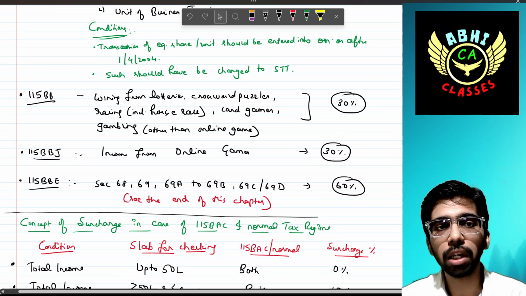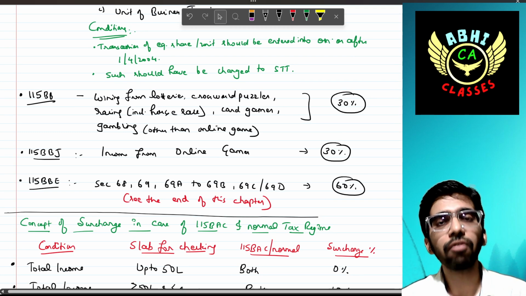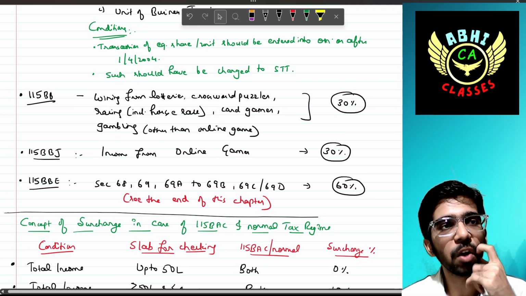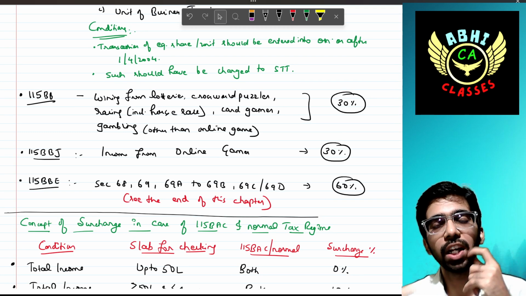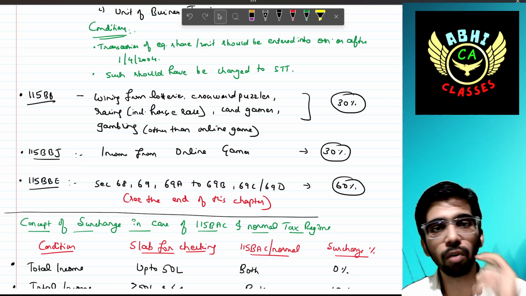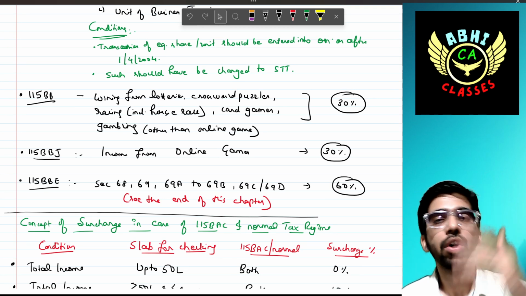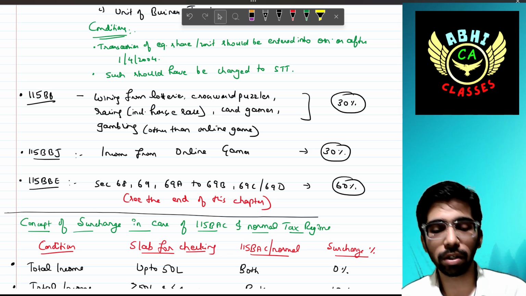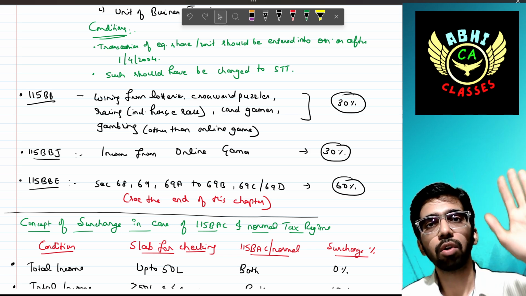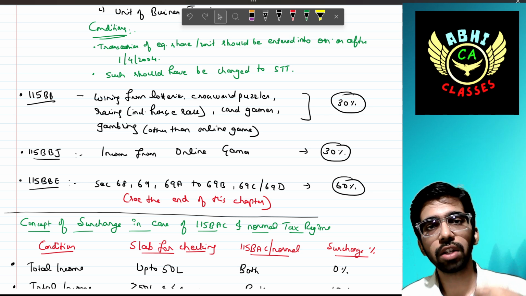Next, 115BB. Winnings from lottery. If you win any lottery income, that also is to be charged under the Income Tax Act. What is the rate? 30%. Oh, huge. Let's say, for example, 100 rupees is the winning, 30 rupees you need to pay to the government. 70 is in your pocket.